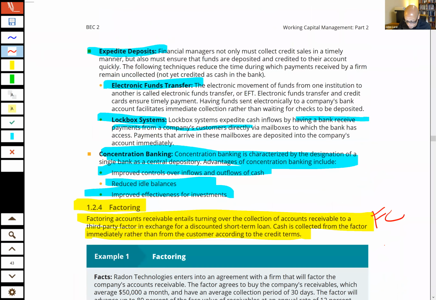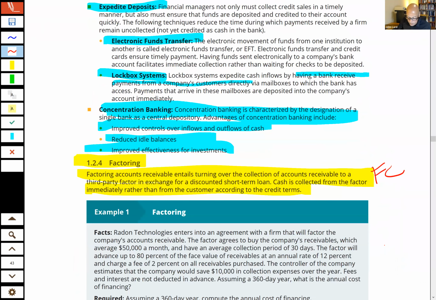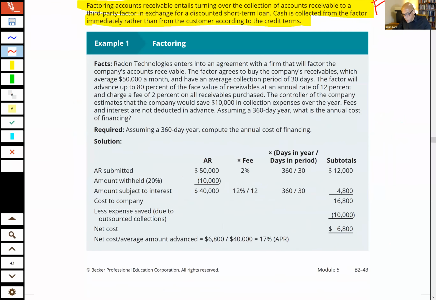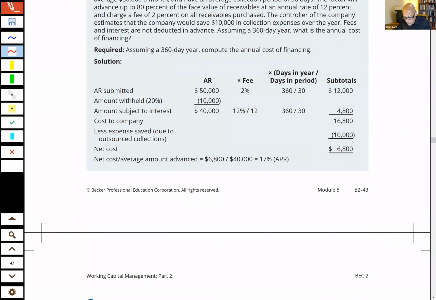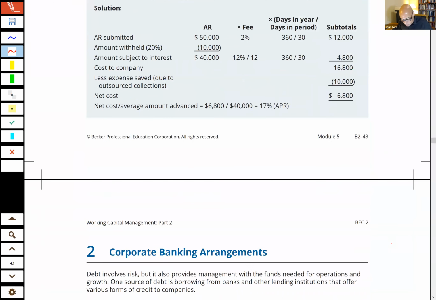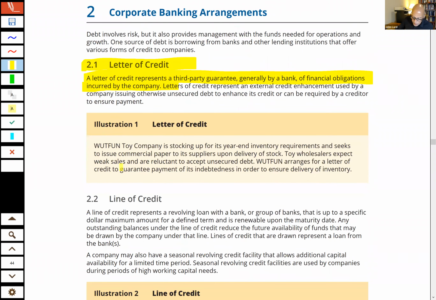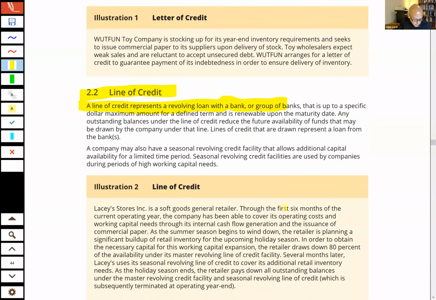But for factoring, you may want to put a little more detail, because you don't really think of factoring and know exactly what that means. They give us an example that's really well beyond the scope, and we're not going to need to worry about how to calculate any savings by using factoring. Letter of credit is an arrangement with the bank, a third-party guarantee, that is going to let us borrow money at a specific interest rate, etc. Line of credit is where we are able to receive a loan from a bank. These are very, very basic terms.